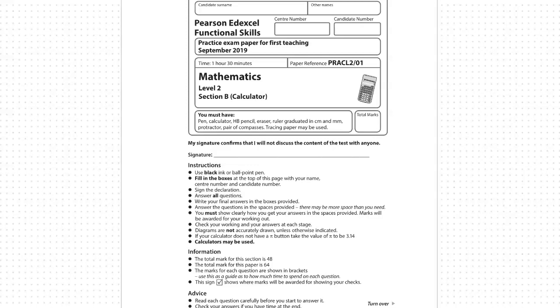Welcome to another video explanation of Functional Skills Level 2 Reformed. This is the non-calculator paper and it's from the paper with reference that you can see on your screen. Okay, let's go to the question that we are dealing with.